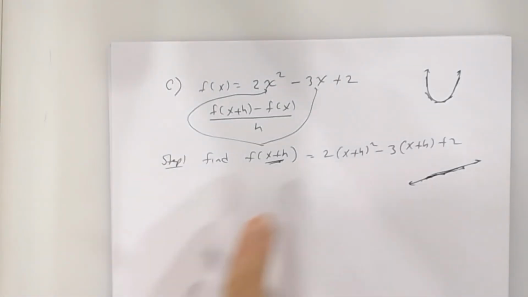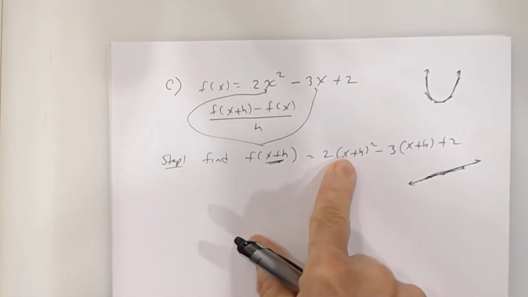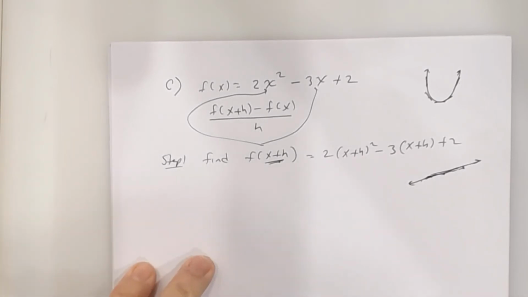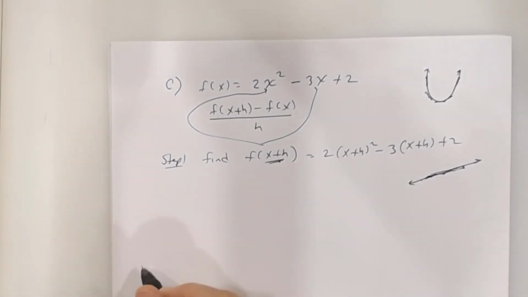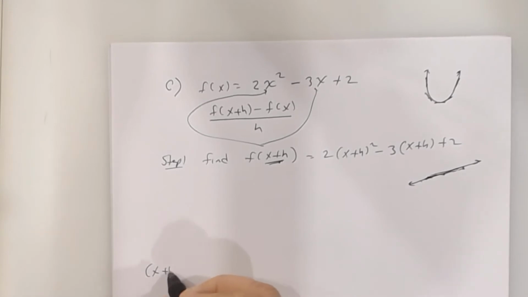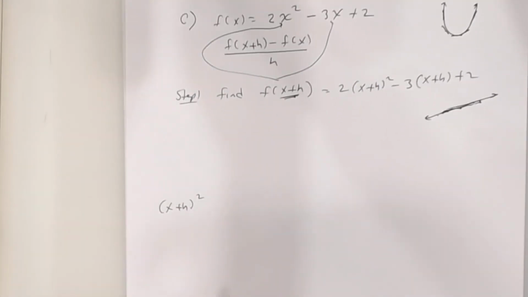Then what was the next thing I did, if you recall, in that very first problem we did? I took that x plus h squared and went off to the side. You need to do that. Take x plus h squared, go off to the side and rewrite it as x plus h times itself.